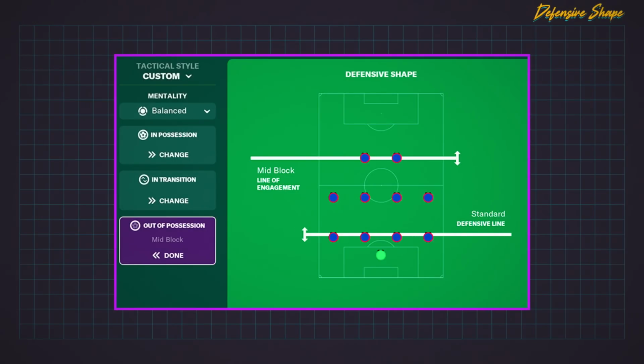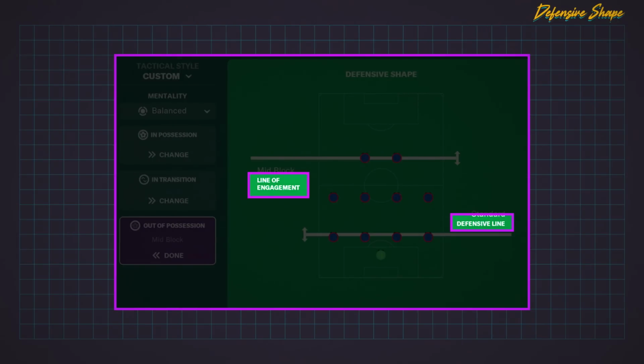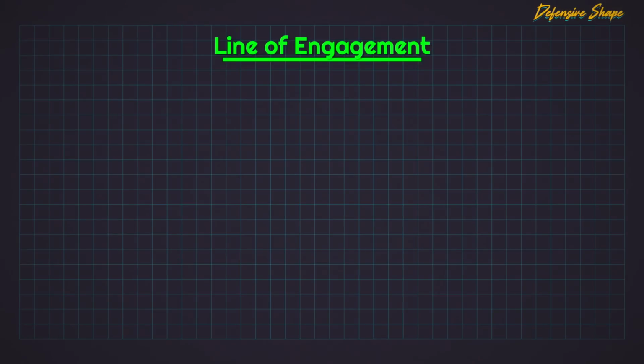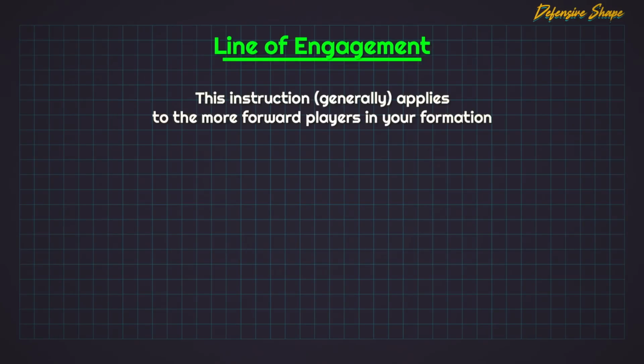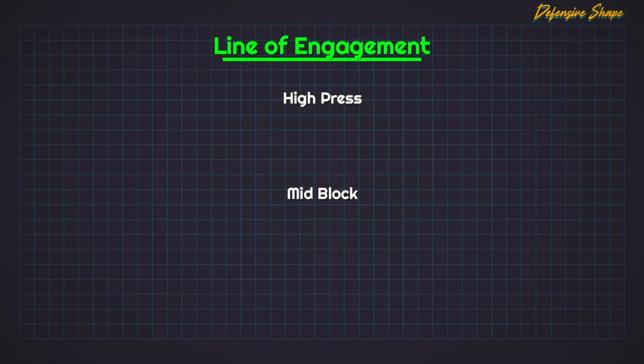We're going to look at a match to see how the team instruction plays out, but let's first go over the basics. There are two adjustments we can make, the line of engagement and our defensive line. Let's start with the line of engagement. This option generally applies to the more forward players in your formation, in which you have three options, a high press, a mid block, and a low block. Each setting has its own benefits and drawbacks.